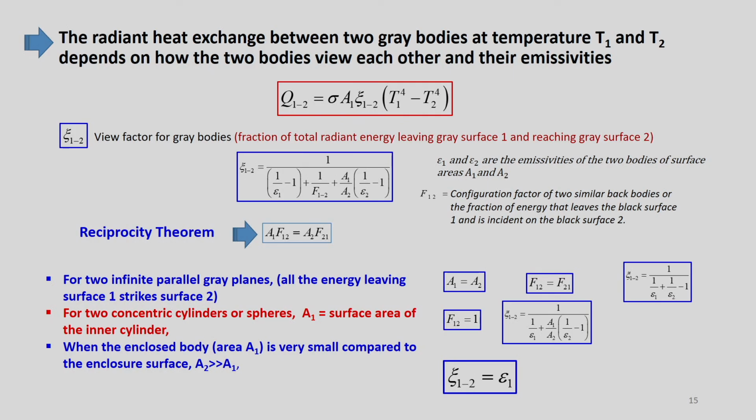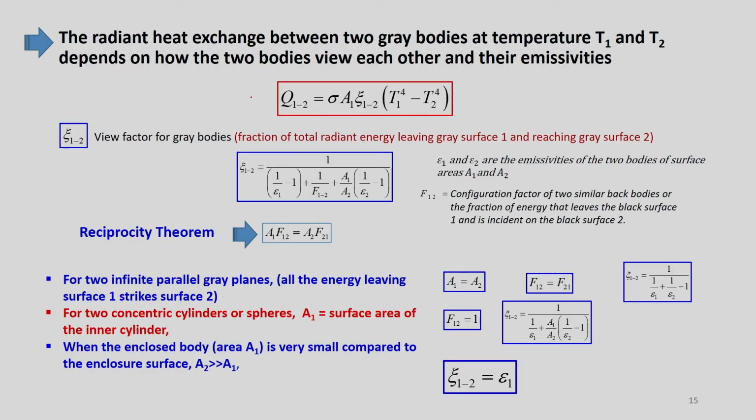If there are two grey bodies, how are these two grey bodies exchanging heat through radiation? This can be calculated using this expression: Q1 to 2 is sigma A1, then this term is for the view factor, times T1 to the power of 4 minus T2 to the power of 4. If we consider a grey body at temperature T1 and another grey body at temperature T2, then the radiative exchange will be like this. This view factor for grey bodies can be calculated using this expression.